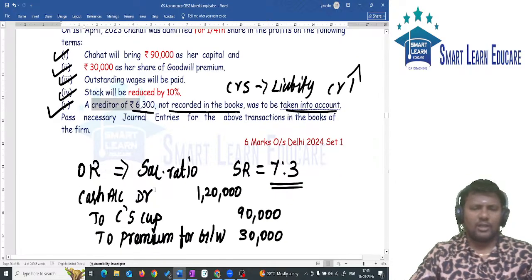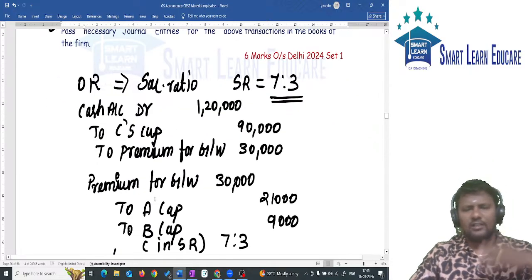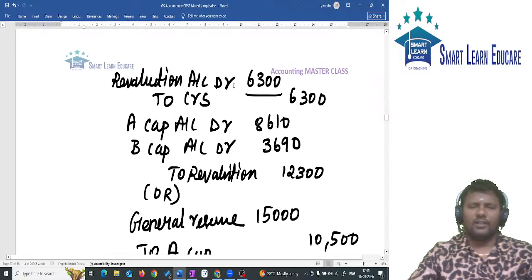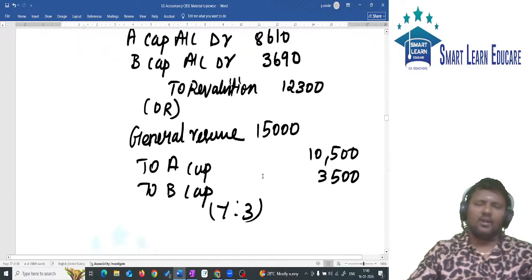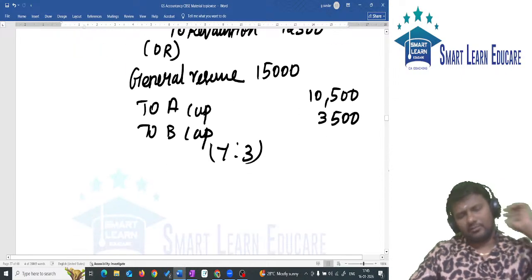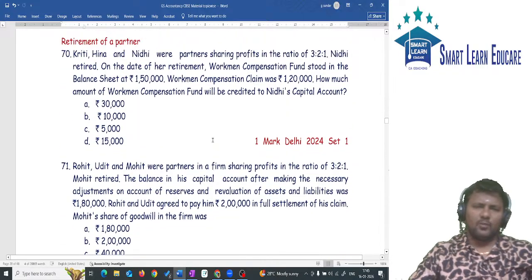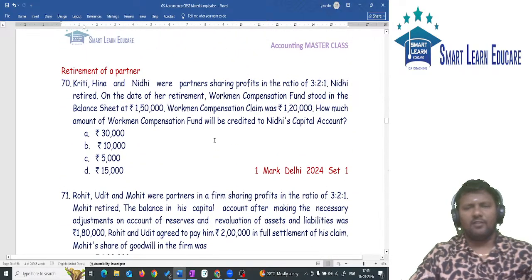Total we have a loss on revaluation. That loss on revaluation is transferred to partner's capital. What is the entry for transferring that loss to partner's capital? Partner's capital account debit to revaluation account. And also we transferred the general reserve. That's all. That is the answer for this question. So with this, most of the questions on admission of partner we completed.